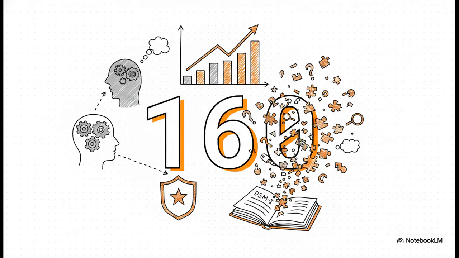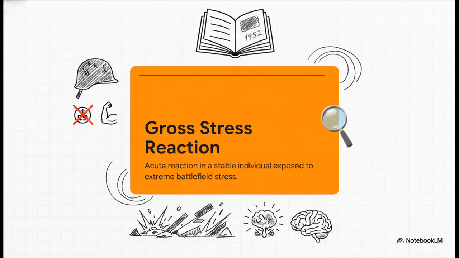This wartime experience exposed a desperate need for a real, systematic framework. So, the first true Diagnostic and Statistical Manual of Mental Disorders, the DSM-1, was published in 1952, and it ballooned to include 160 disorders. Right there, nestled inside that 1952 DSM-1, was a critical stepping stone to our modern understanding. It was a condition they called gross stress reaction.